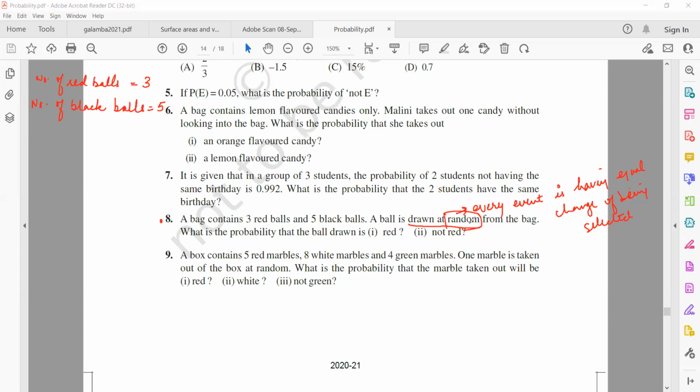Now, a ball is drawn at random from the bag. What is the probability that the ball drawn is red? Okay. Come back to the formula. Probability of red ball. So, number of favorable outcomes upon number of all possible outcomes.